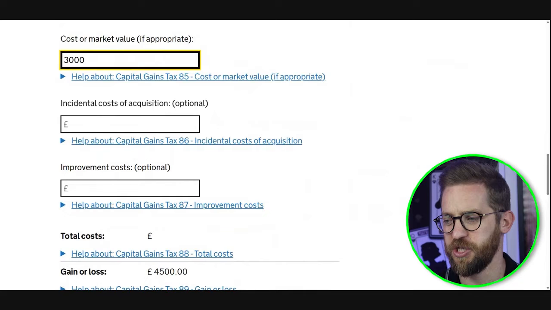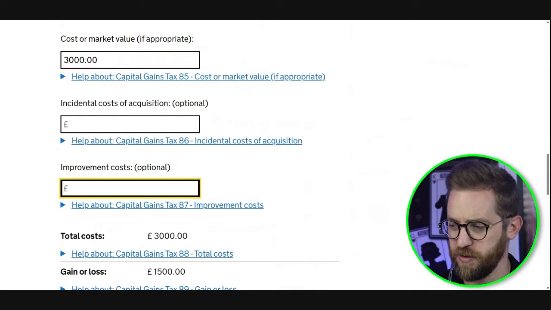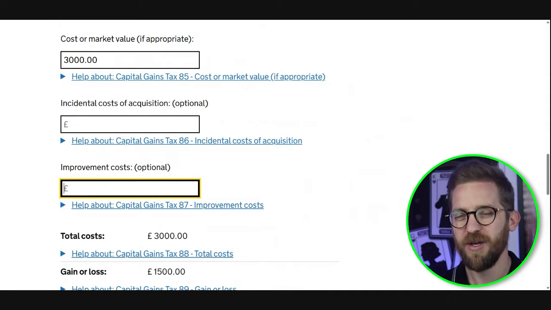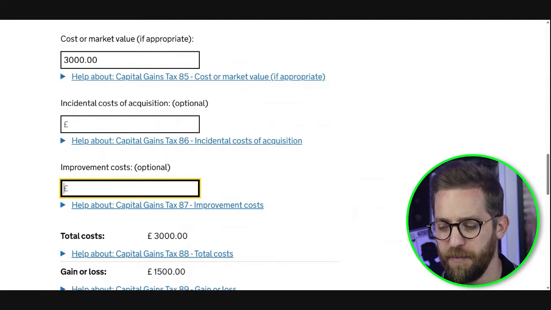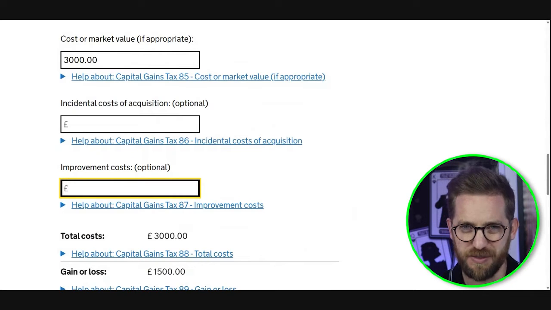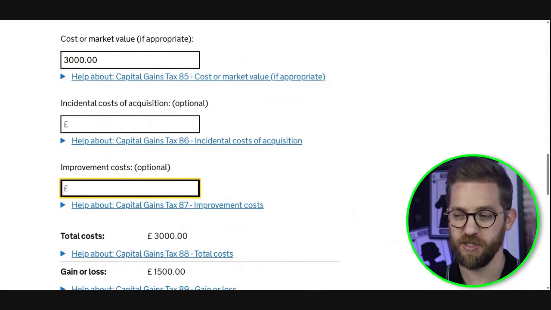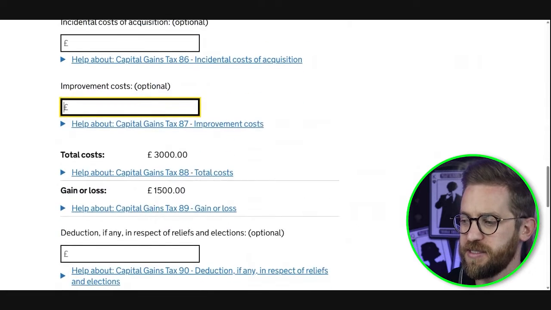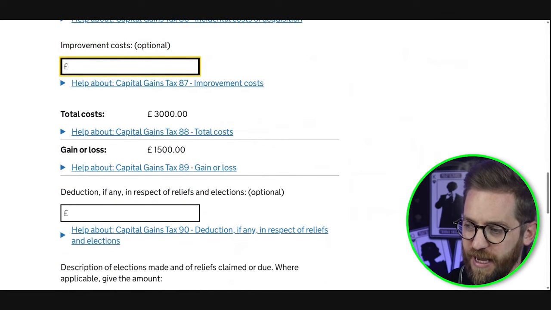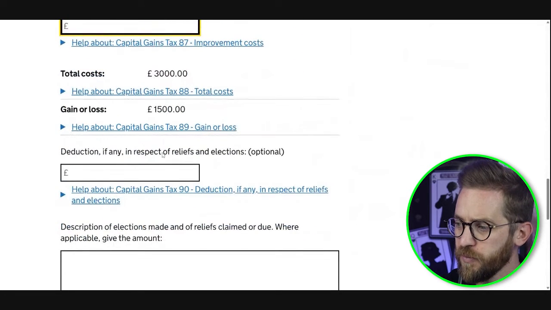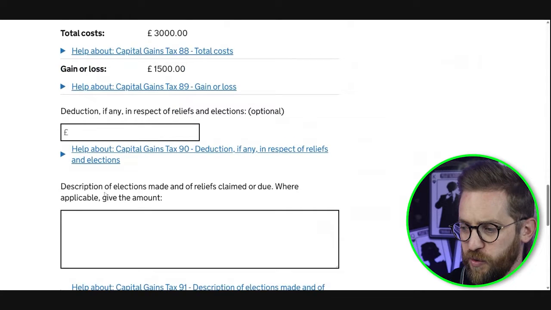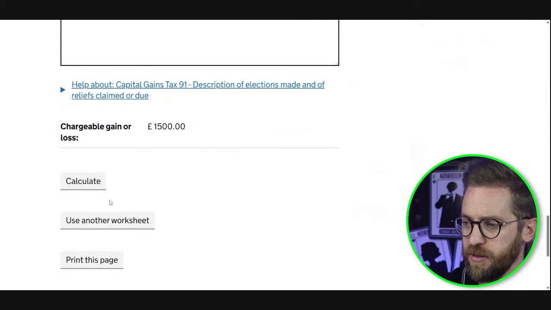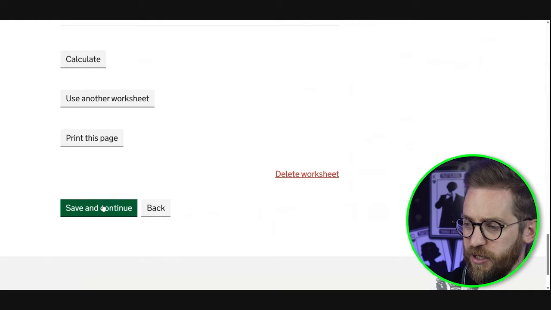Any costs on acquisition, I'll say no. And then improvement costs, again, unlikely on this one. Just bear in mind, maintenance costs. Maintenance wouldn't count as an improvement cost. You need to actually be improving the asset, not just maintaining its current form. So you can see I've made £1,500 gain on this transaction. No reliefs, so no description at the bottom of those reliefs. And then I will save and continue.